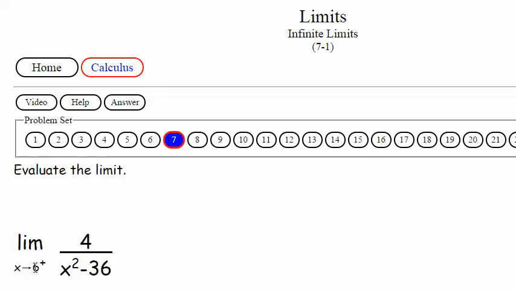We have the limit as x approaches 6 coming in from the right hand side of 4 over x squared minus 36. I think I'm going to write this one down. All right, x goes to 6 from the right, 4 over x squared minus 36. That'll give you a chance to maybe write that down yourself.